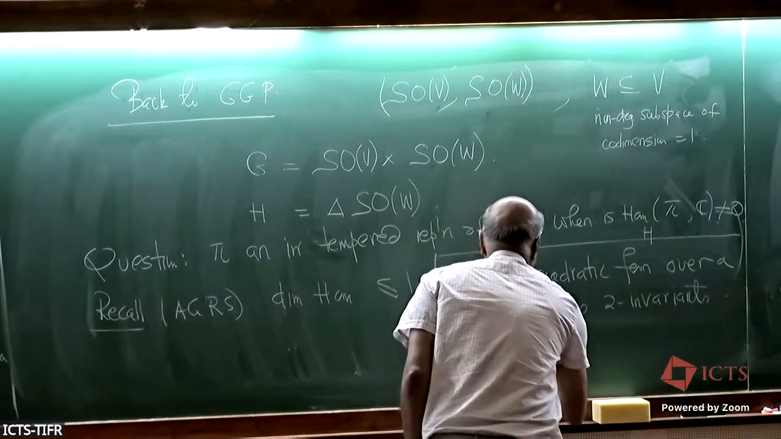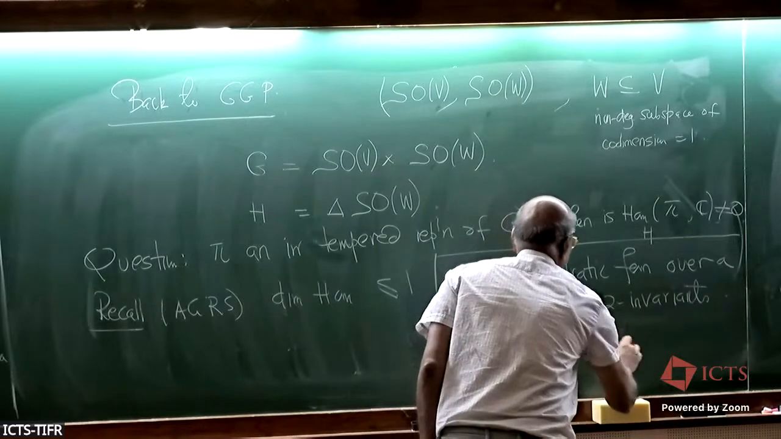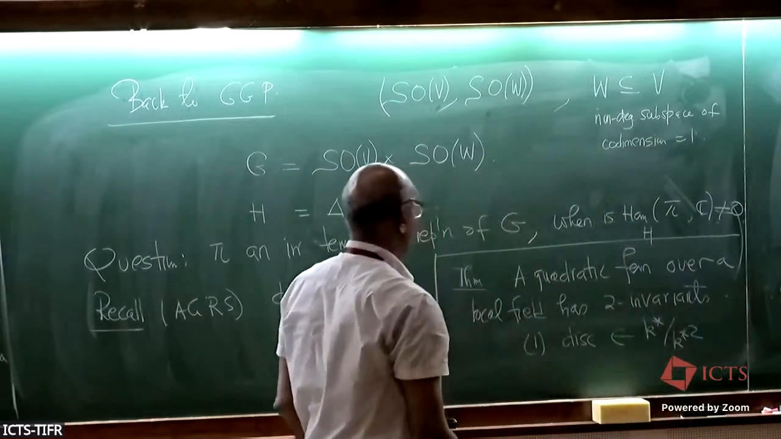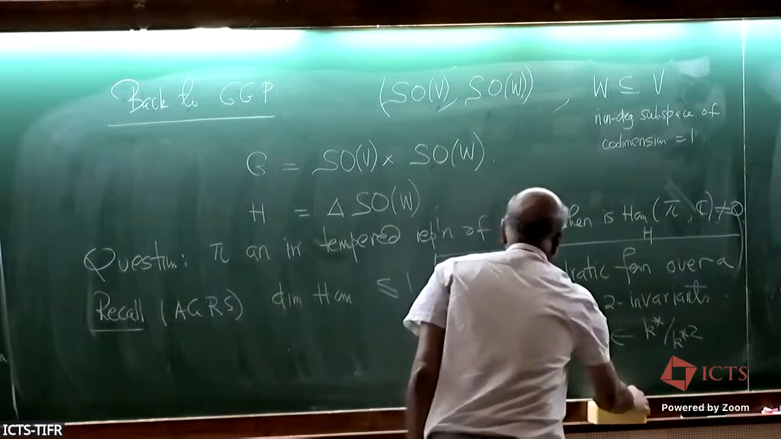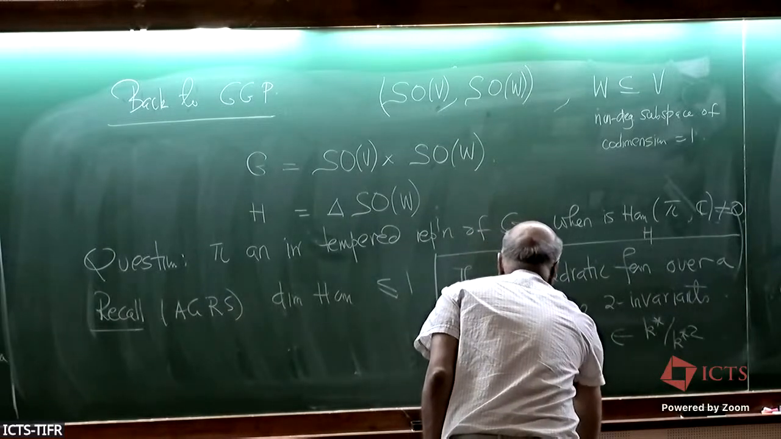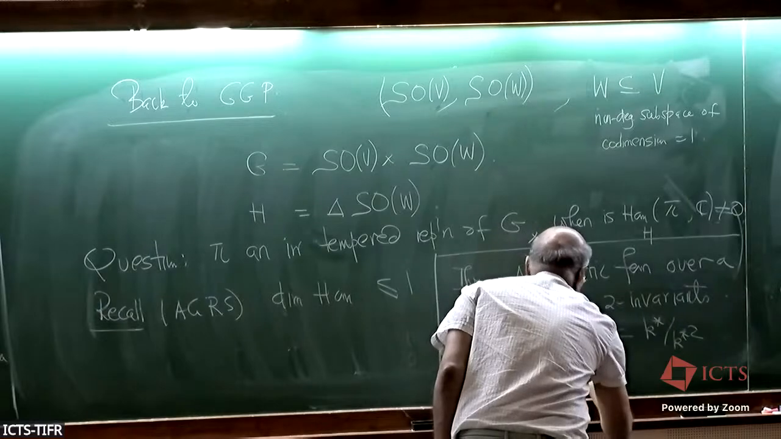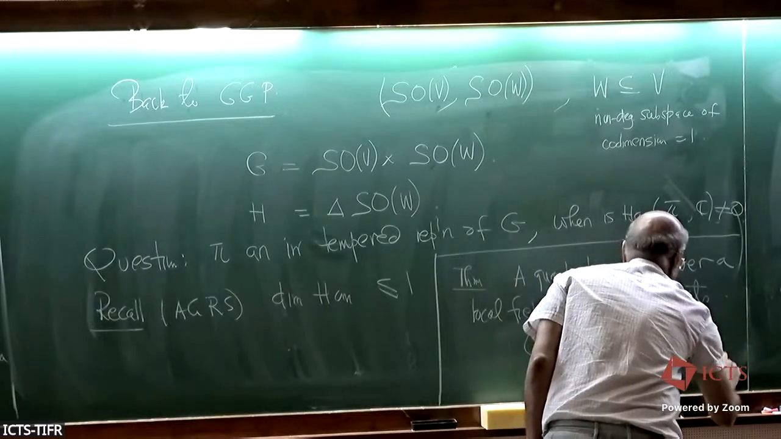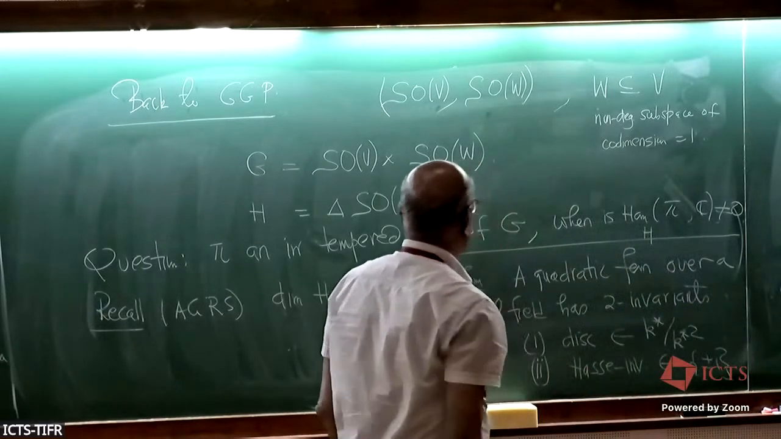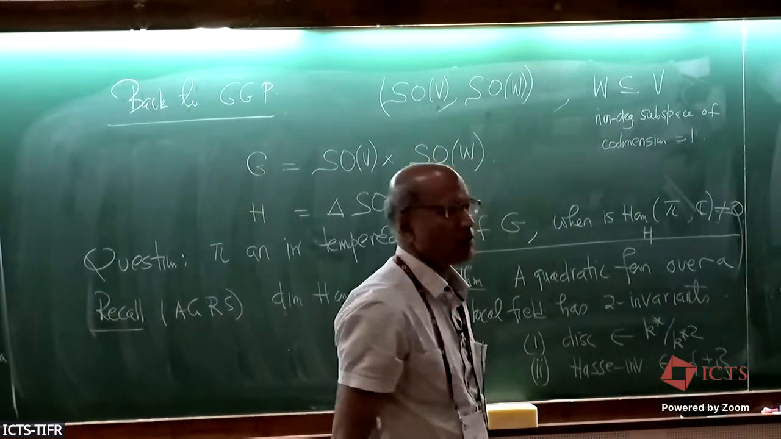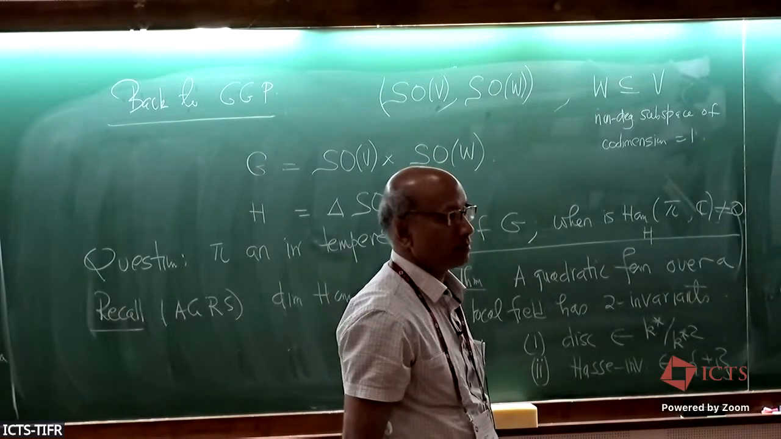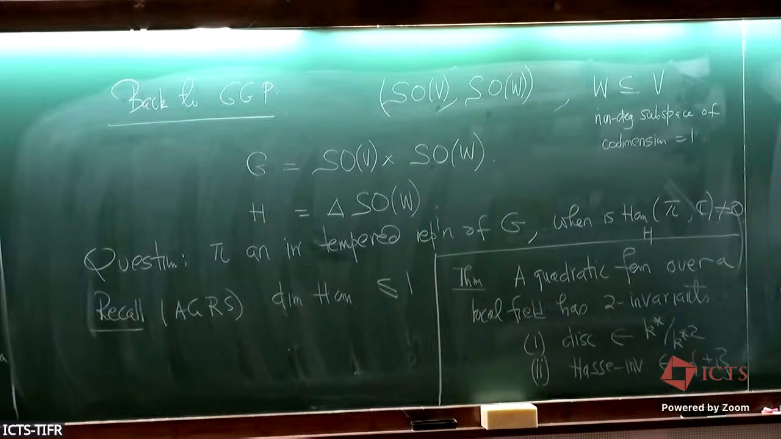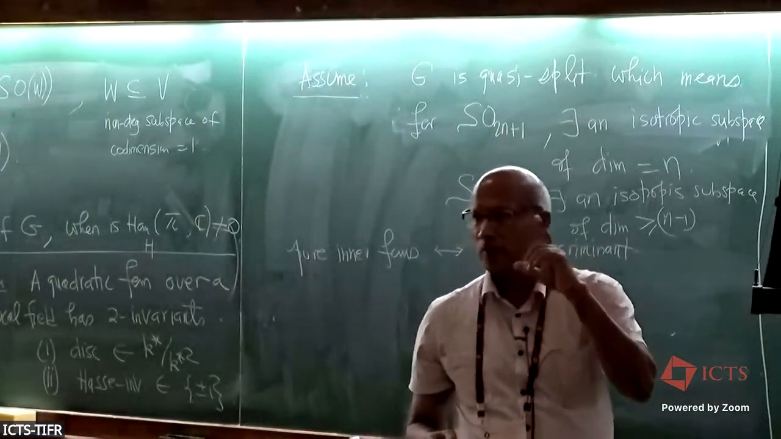One is called the discriminant, which is an element in K star mod K star square. And the other is what is called the Hasse invariant, which is an element in plus minus 1. And these two invariants uniquely determine the quadratic form. And therefore, if we are looking at quadratic forms of the same discriminant, they differ by the Hasse invariant.